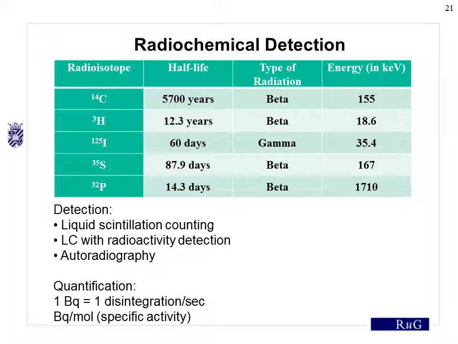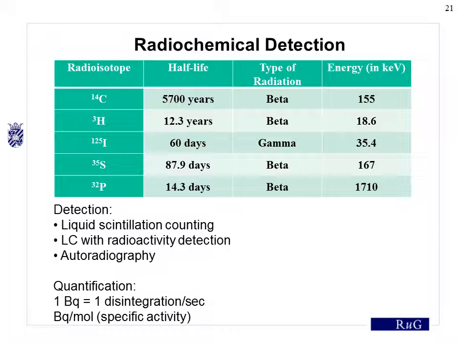Iodine-125 is very different. It's a gamma emitter, thus you need to protect yourself from the gamma rays with, for example, lead glass and similar things. However, it can be easily detected with a Geiger counter if contaminated in the lab.